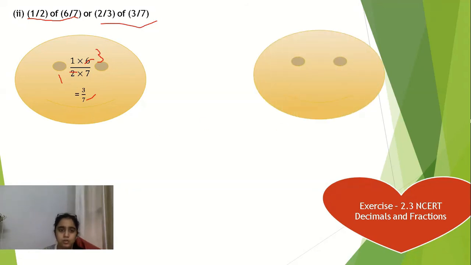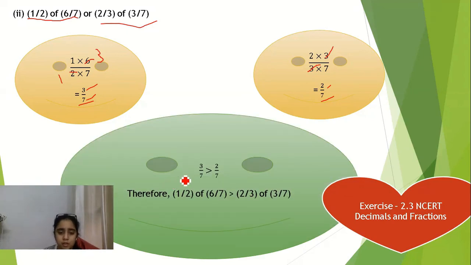Now we will do the second part, that is 2 upon 3 multiplied by 3 upon 7. We can easily cut this 3 with 3 and we get 2 upon 7. In this question we do not need to make the denominator same because it is already same: in this the denominator is 7 and in this the denominator is 7, so we can easily compare these fractions. In the numerator it is 3 here and 2 here, so 3 is greater than 2. So 3 upon 7 is greater than 2 upon 7. It means this first part is greater than this part.